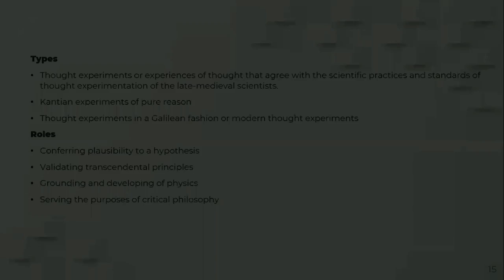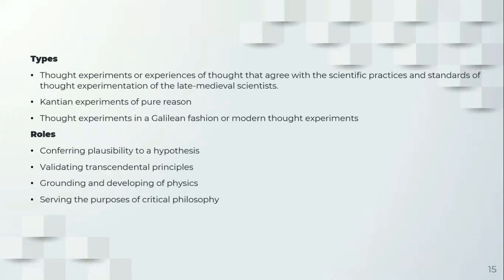To summarize, we have from a historical approach some types of thought experiments in Kant's philosophy that include experiences of thought that agree with the scientific practices and standards of thought experimentation of late medieval scientists, Kantian experiments of pure reason in the sense mentioned by Kalin, and thought experiments in a Galilean fashion, or modern thought experiments properly called, and their roles conferring plausibility to a hypothesis, validating transcendental principles, grounding and developing physics, and serving for the purposes of critical philosophy.